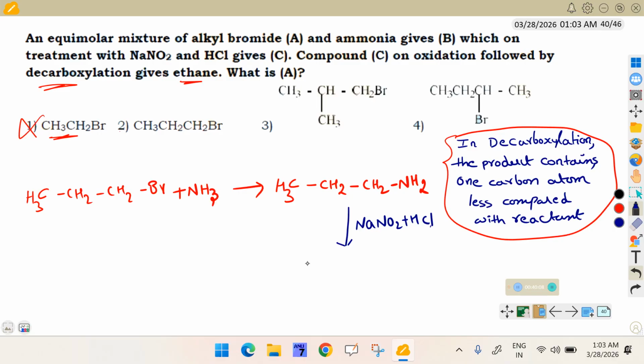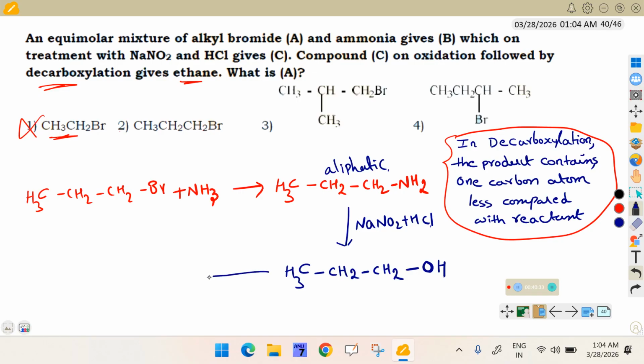Reacts with NaNO2 plus HCl. If 1 degree aliphatic amines reacts with NaNO2 plus HCl, then it gives alcohols. If it is aromatic amines reacts with NaNO2 plus HCl, then it gives BDC. But this is aliphatic amine, that's the reason alcohols are formed.